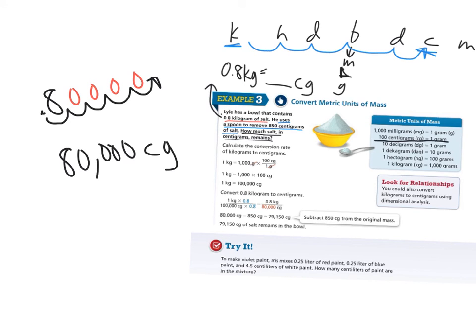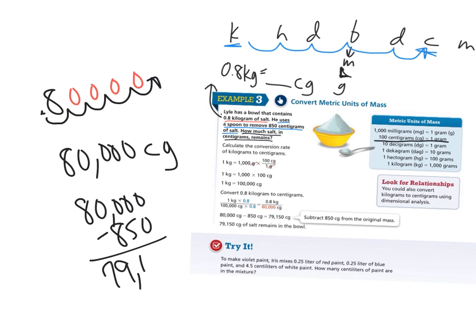And so if he removed 850 centigrams, if you subtract, that would be 79,150 centigrams that we have left. And again, the book, they're able to do it that way, but they had to do a couple conversions to get that figured out.